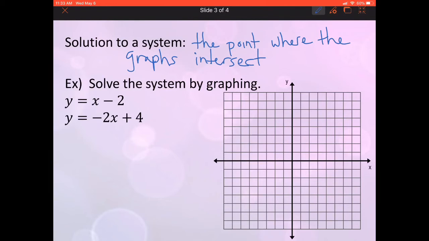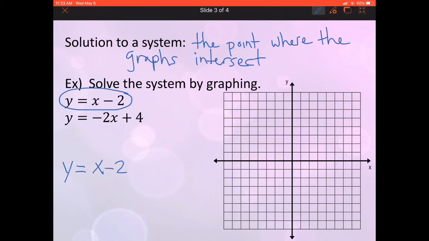We might have to review how to graph lines again. So if I'm going to solve by graphing, I'm going to graph each one. So I'm going to start with y equals x minus 2. I'm going to graph it. Then I'm going to graph the other one, and I'm going to see where they intersect. So y equals x minus 2.